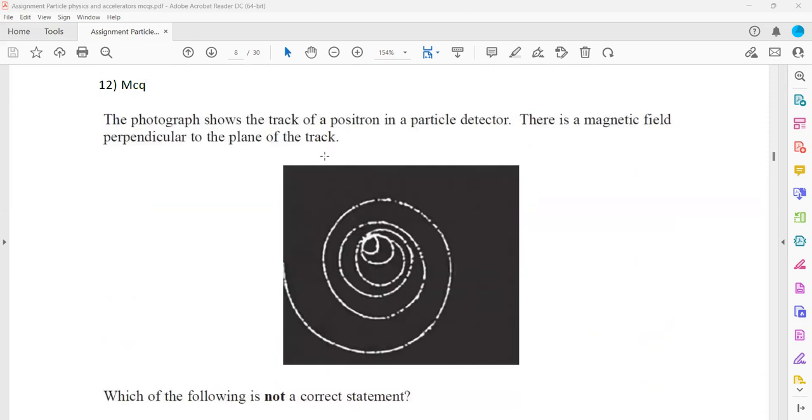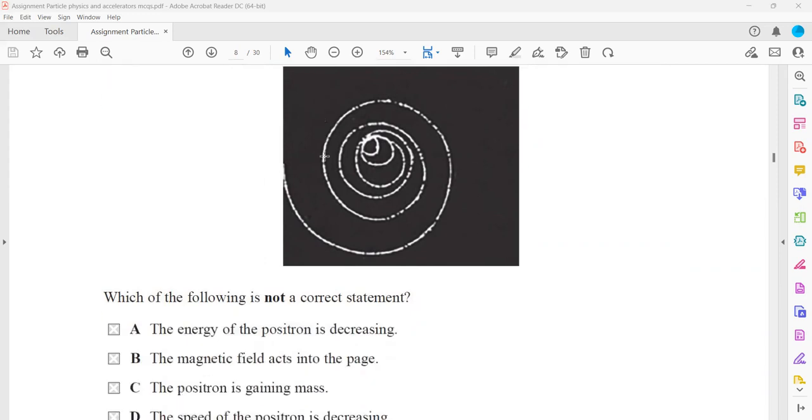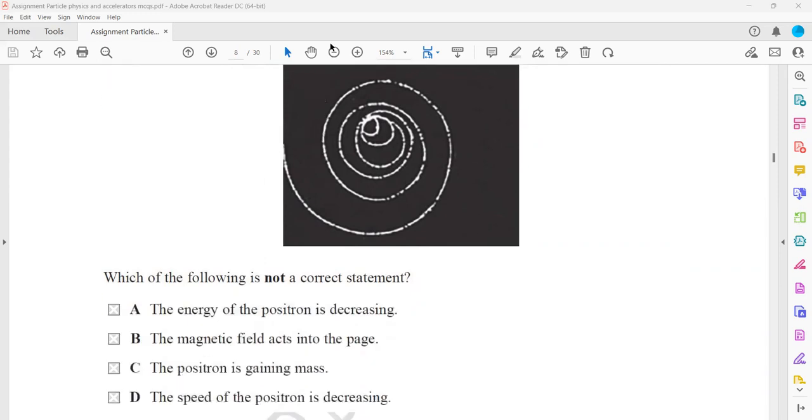Question 12, the photograph shows a track of a positron in a particle detector. There is a magnetic field perpendicular to the plane of the track, but they did not mention in or out. Which of the following is a correct statement? First, what will be the direction of motion as the particle enters the region? It will collide with other particles and it will lose its energy. So this will be the movement. Now using this movement, I can work out the direction of the magnetic field as well. How can I work out the direction of the magnetic field?